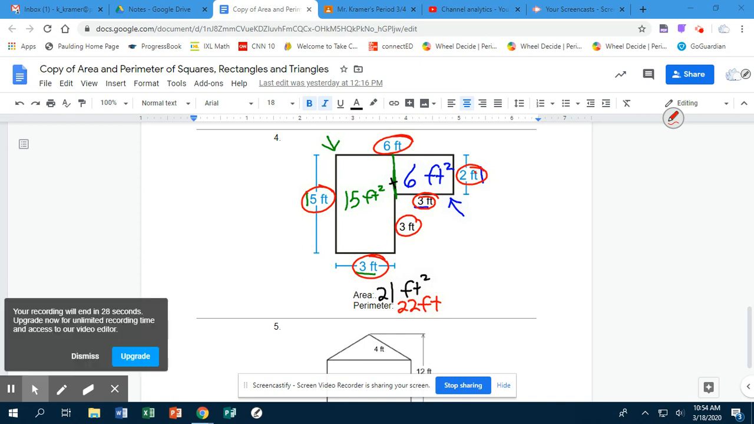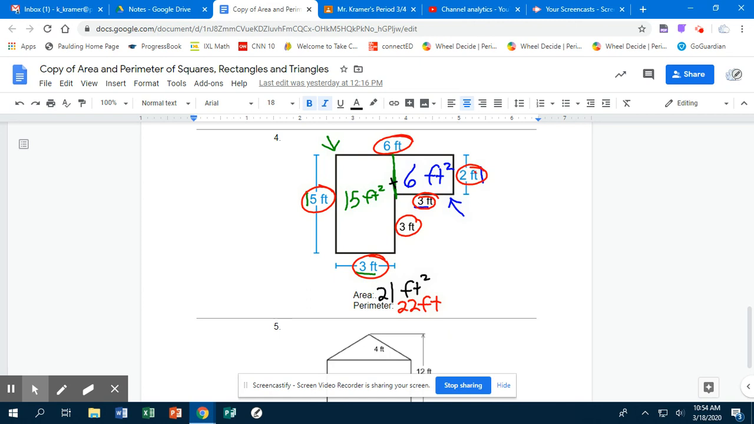Okay, I'm only going to do number 4. You guys are going to be on your own for number 5. Give it your best shot. If you have questions, email me. The answer's on there, but try and see how you get the answer.